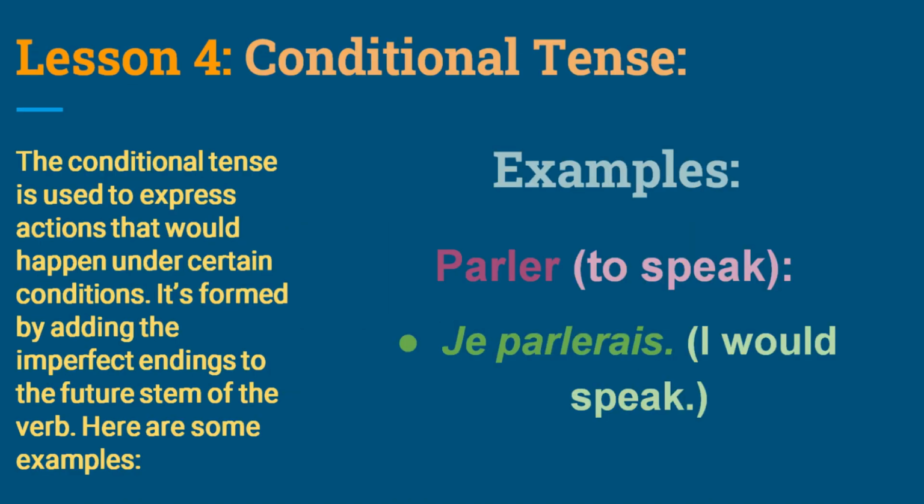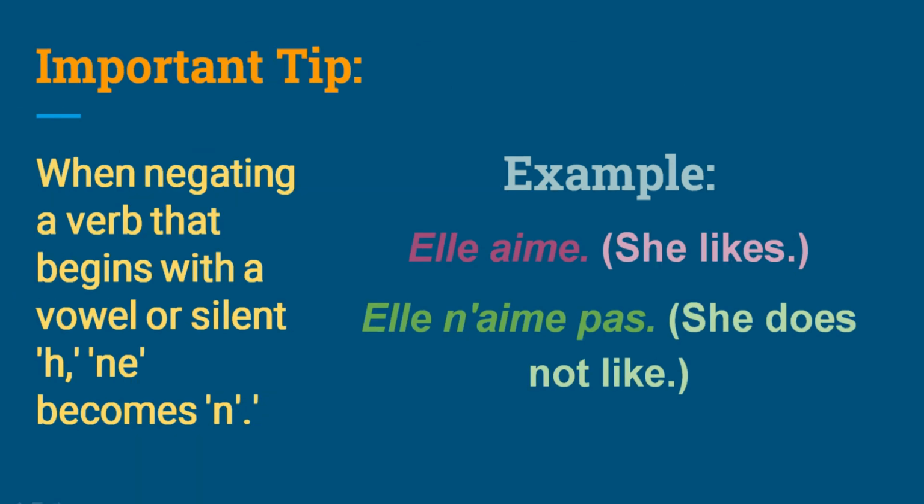Lesson 4. Conditional tense. The conditional tense is used to express actions that would happen under certain conditions. It's formed by adding the imperfect endings to the future stem of the verb. Here are some examples. Parler, to speak. Je parlerais, I would speak. Finir, to finish. Tu finirais, you would finish. Aller, to go. Il irait, he would go.